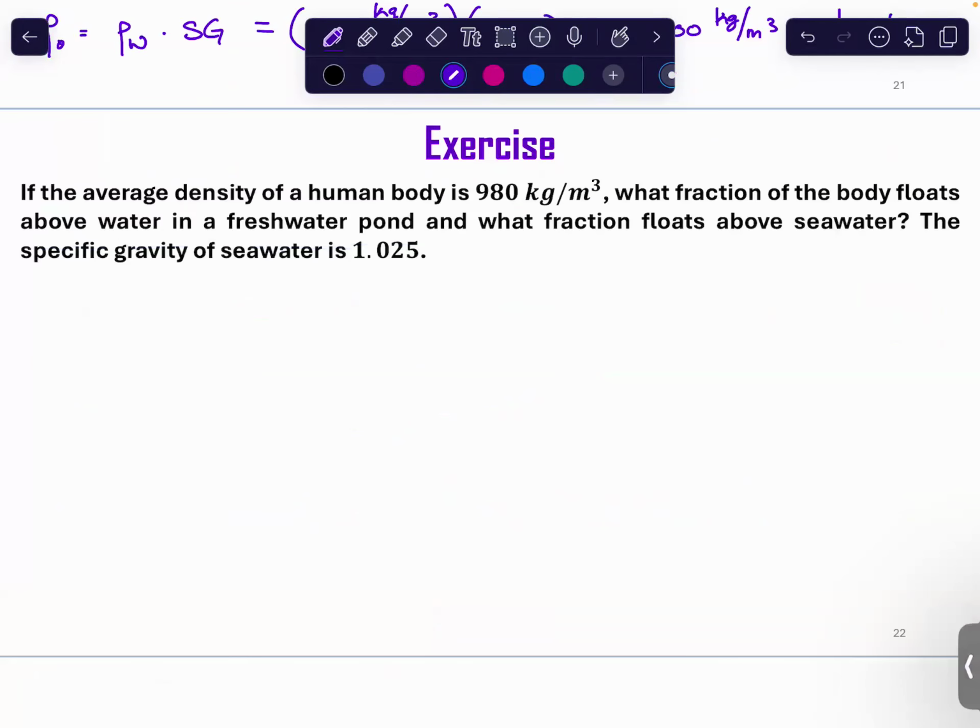Let's say we have the average density of the human body at 980 kilograms per cubic meter. What fraction of the body floats above water in a freshwater pond? And what fraction floats above seawater? The specific gravity of seawater is 1.025.